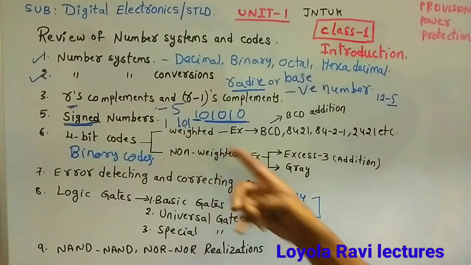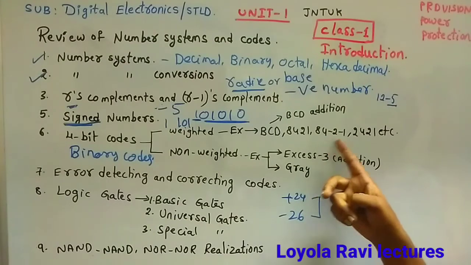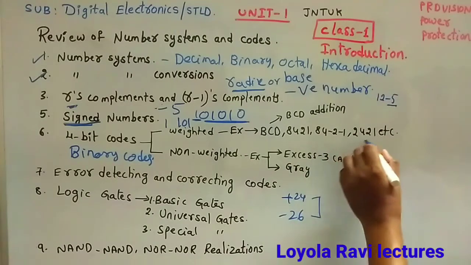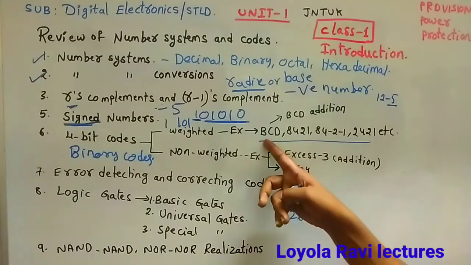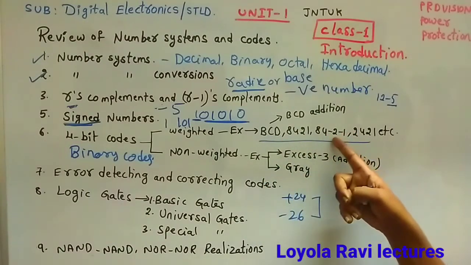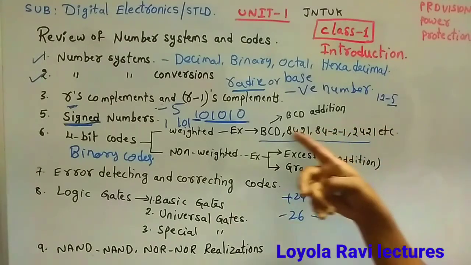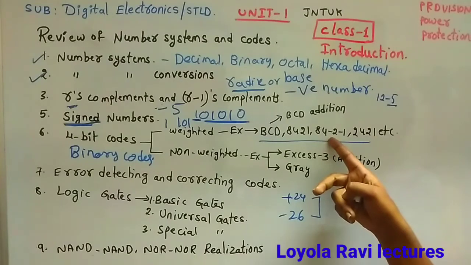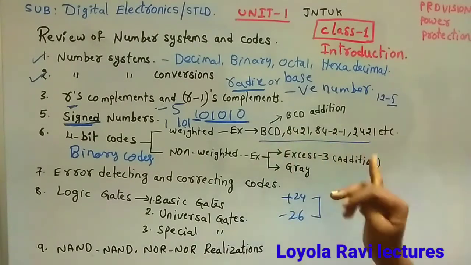So weighted codes examples are BCD, 8421 code, binary code, 84 minus 2 minus 1, 2421 and so on. We have thousands of codes like that. We will discuss a few codes here. BCD is binary coded decimal, 8421, 84 minus 2 minus 1, 2421 and so on. Here in these codes we may have negative numbers also, 84 minus 2 minus 1. This is a negative number. So these are some weighted codes.